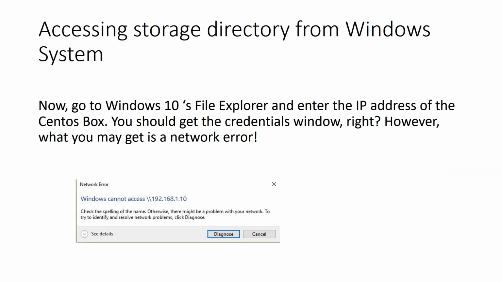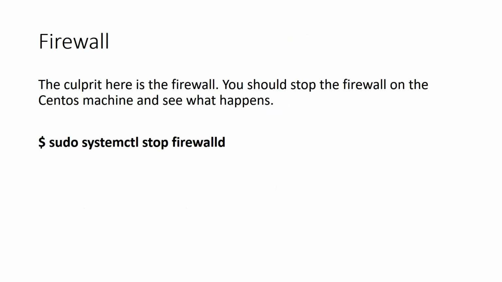Accessing the storage directory from a Windows system. Now go to Windows 10's File Explorer and enter the IP address of the CentOS box. You should get the credentials window, right? However, what you get is a network error. The culprit here is the firewall. You should stop the firewall on the CentOS machine and see what happens. The command to stop the firewall is sudo systemctl stop firewalld.